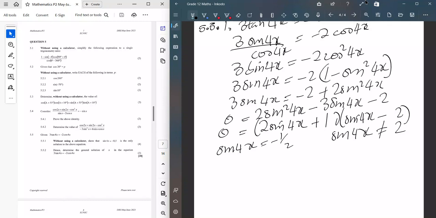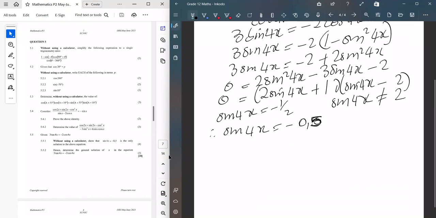It's not possible. So I'm just going to let you know already that it's not possible. So we stop here. Remember what did they ask us? They said we must show that it is the only solution. So yes, sine 4x is indeed negative 0,5. Remember, negative half is 0,5 or negative 0,5. Okay? Happy? Perfect. Now, let's see now.